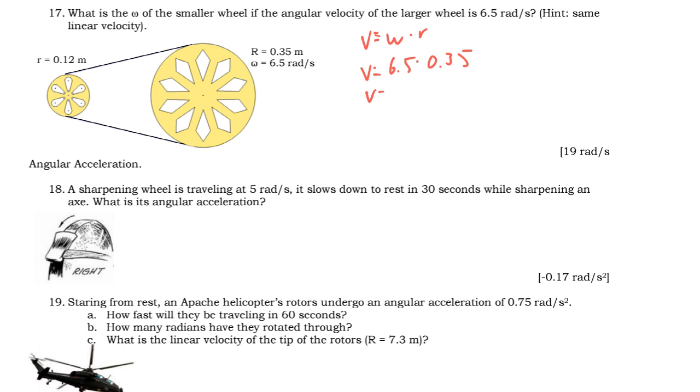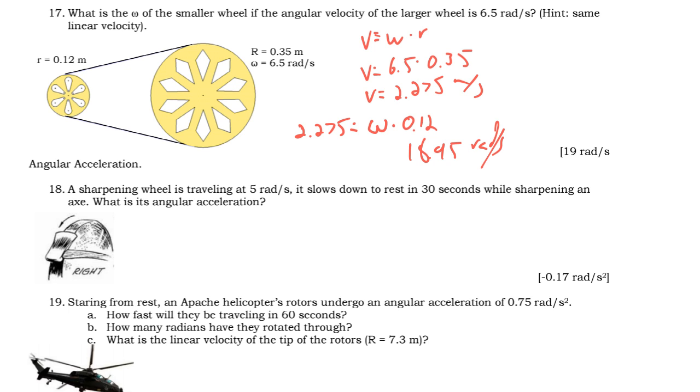And we get a velocity of 2.275 meters per second. So that's going to be the same for our smaller wheel too. So the velocity is going to be 2.275 meters per second. Its angular velocity will be different though, and its radius is 0.12. So divide both sides by 0.12, and we get 18.95 rads per second, which is about 19 rads per second. All right.